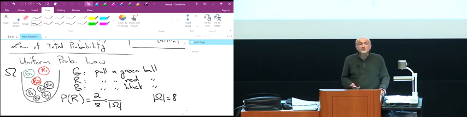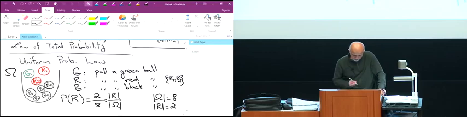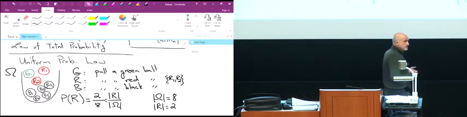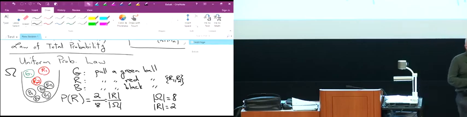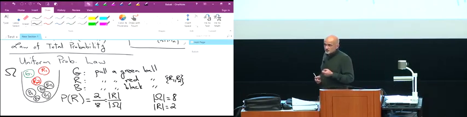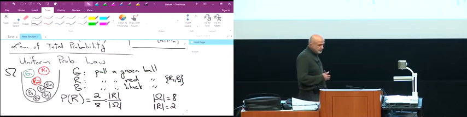And where did you come up with 2 from? There are 2 red balls. The event R consists of 2 sample points. So the event R has size 2. Okay? So the uniform probability law says if you're living in a finite sample space and all outcomes are equally likely, the way you figure out the probability of any event is by simply counting the number of sample points that are in that event and dividing by the total sample space size. And that's what we did here.